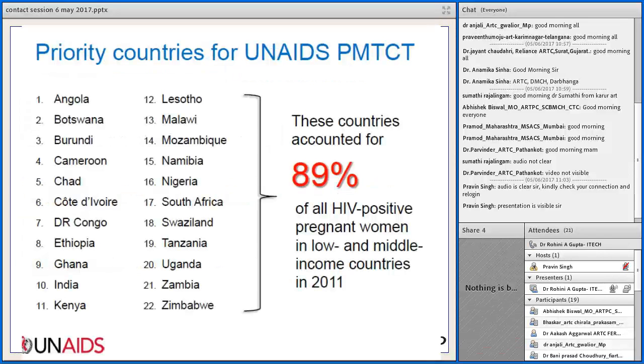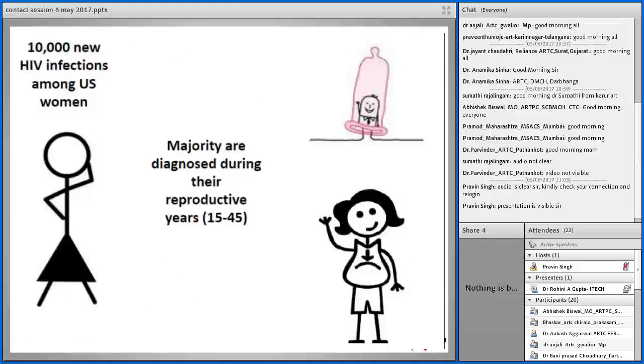It was found that these are the countries which accounted for 89% of all HIV positive pregnant women in low and middle income countries in 2011, out of which India is also included. And these were the priority countries where the global plan was to be implemented. In US, 10,000 new HIV infections among US women. Majority are diagnosed during their reproductive years, that is 15 to 45 years.